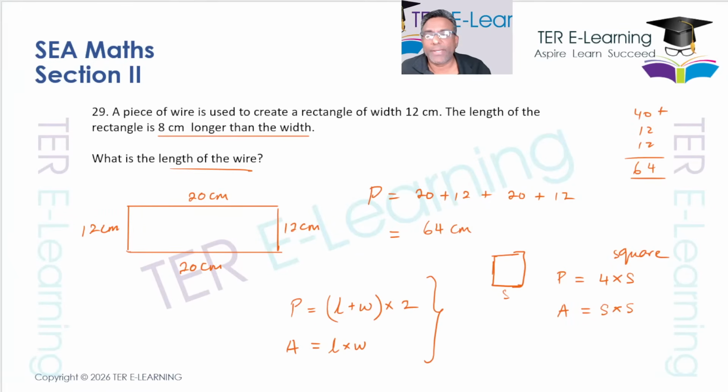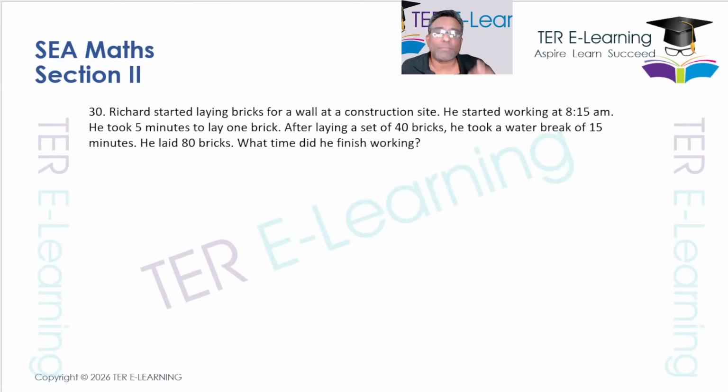Right, so that's 29. Moving on. Richard started laying bricks for a wall at a construction site. He started working at 8:15 a.m. He took 5 minutes to lay one brick. After laying a set of 40 bricks, he took a water break of 15 minutes. He laid 80 bricks. What time did he finish working?